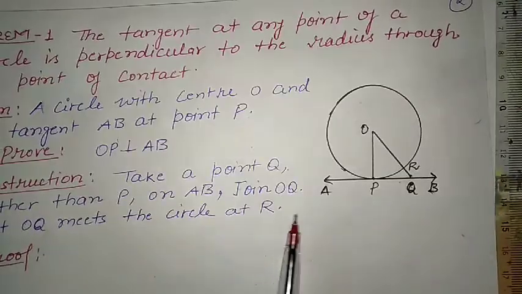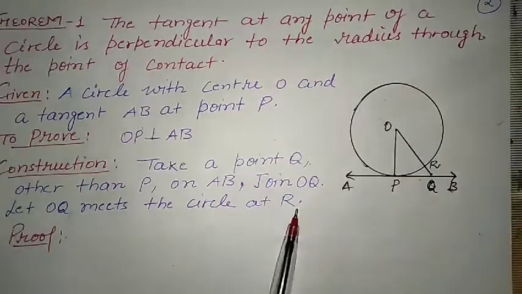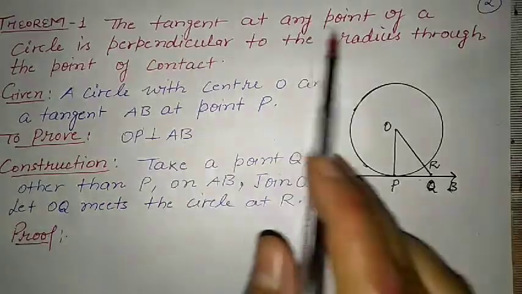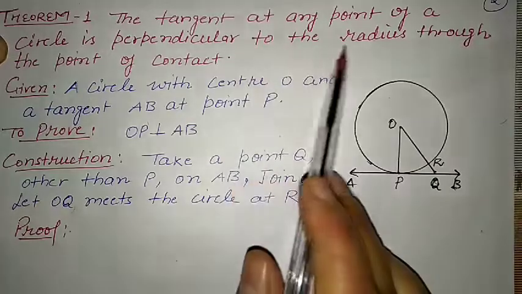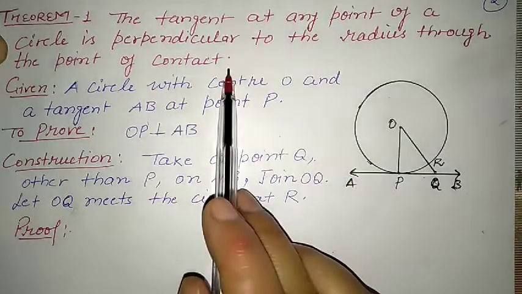Okay. Now we have theorems related to the chapter. The tangent at any point of a circle is perpendicular to the radius through the point of contact.